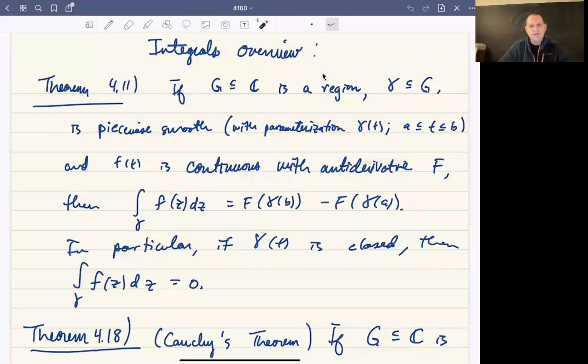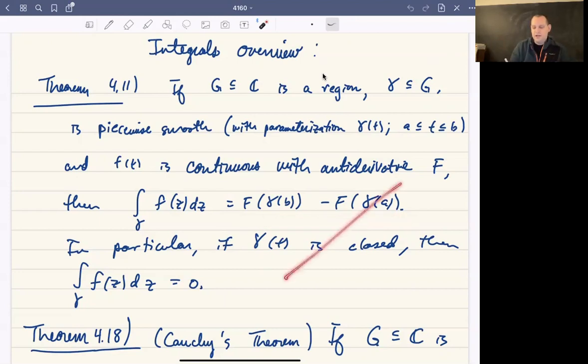So the first theorem says that if G is a region, so if G is an open connected set, if gamma is a piecewise smooth curve that's in G, and if little f is continuous with an antiderivative, then the integral of f of z over gamma is going to be this quantity here. So it's the antiderivative capital F evaluated at the endpoints of the path. So what this tells you is that this quantity is going to be the same regardless of what the path is, as long as you start and stop at the same point.